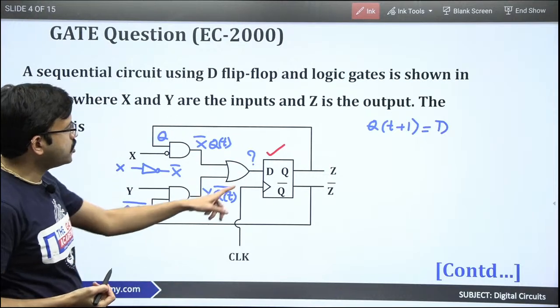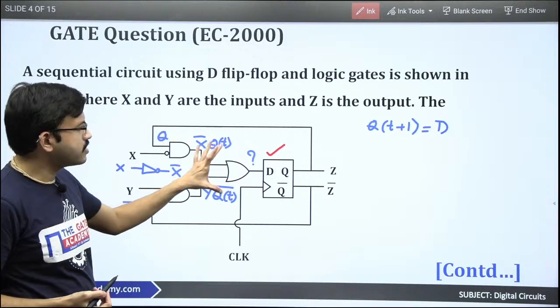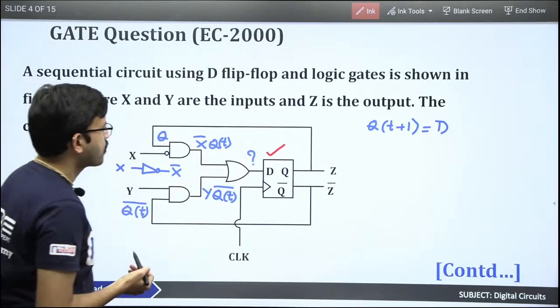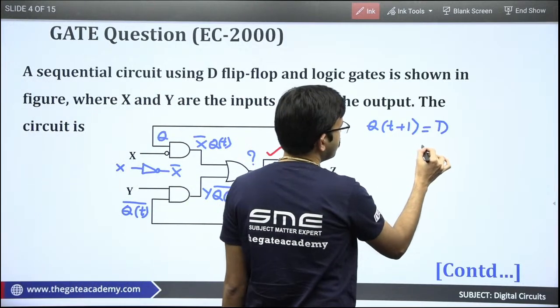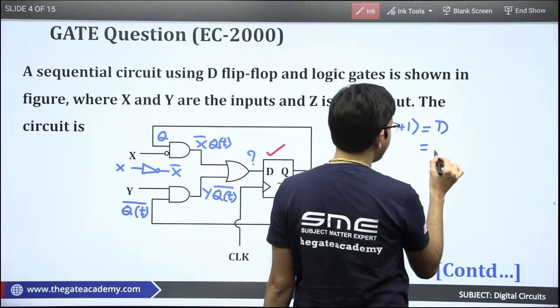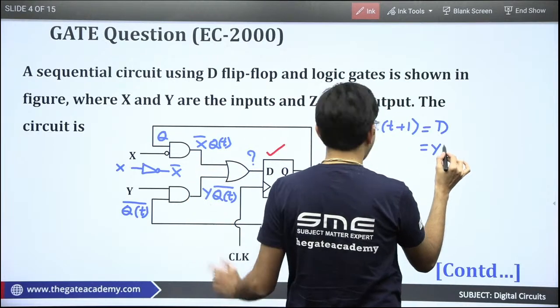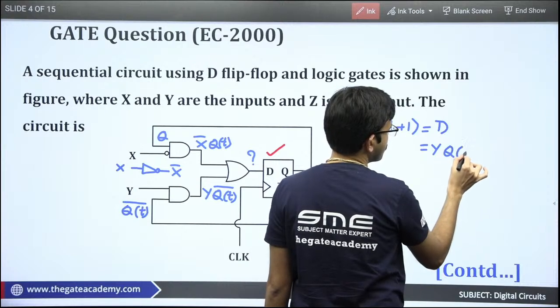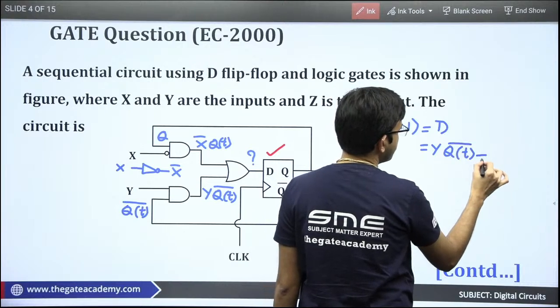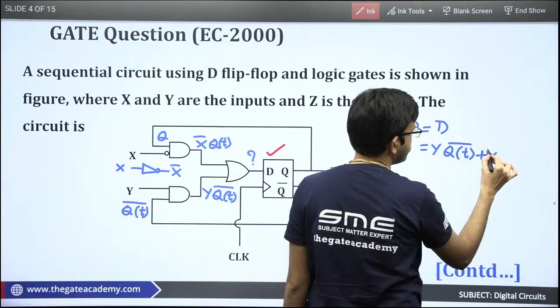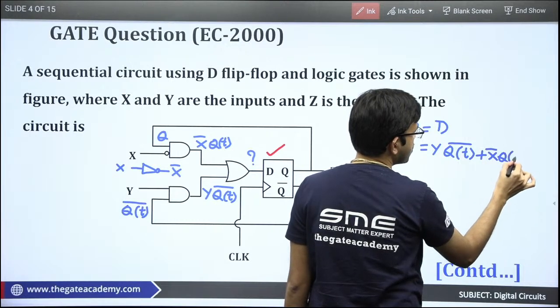Here you have an OR gate, so just add these two. So here what you will get is Y Q bar plus X bar Q. Y Q bar plus X bar Q.